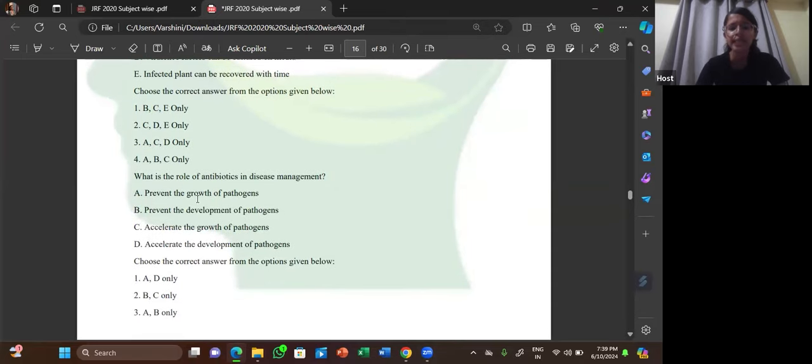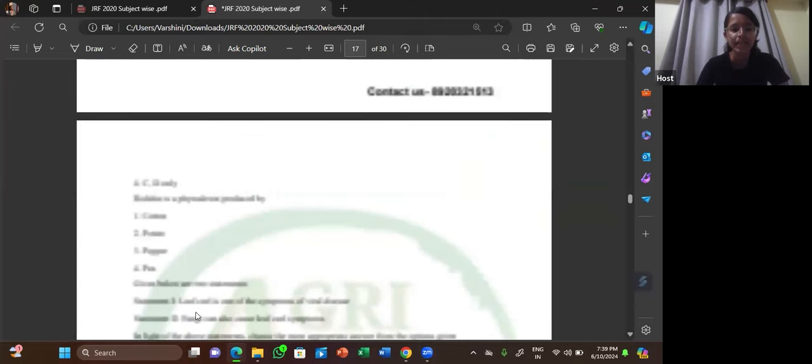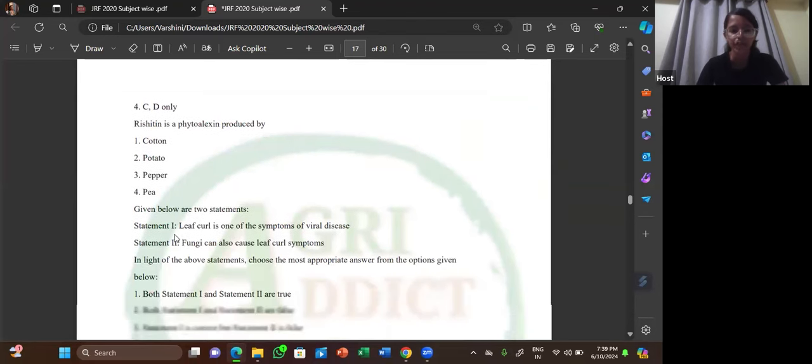Now, as the name itself says, antibiotics means against. They prevent the growth and development. That's why option 3 is the right answer. Now, very important, phytoalexin. Ricin is produced by potato.